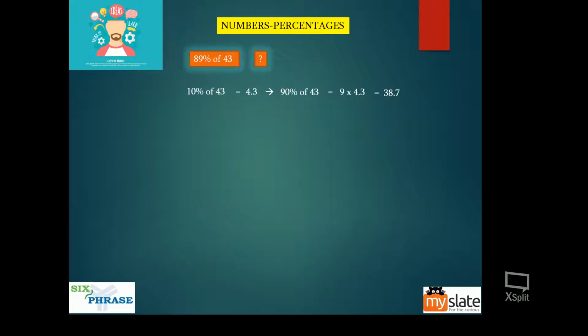So we got 90 percentage of 43 as 38.7. Now 1 percentage of 43 is 0.43 and you know the reasons. So 89 percentage is nothing but 90 percentage minus 1 percentage. So 38.7 minus 0.43. After some practice, you will know it is 38.27.